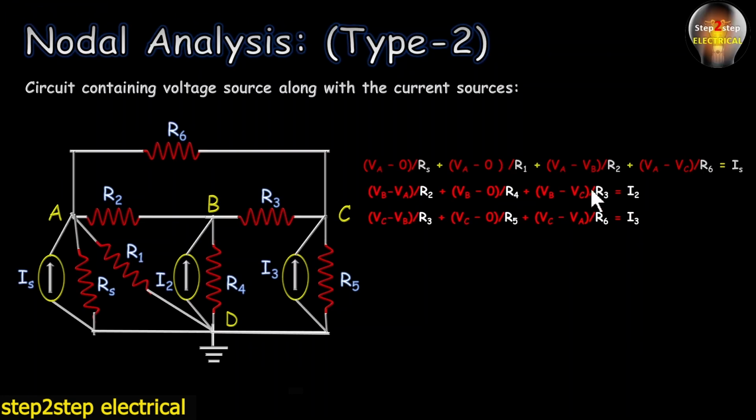And now we have three equations, equation first, equation second and equation third, and on solving these three equations we can easily get the values of VA, VB and VC. So this is the general analysis for the circuit containing a voltage source along with current sources by nodal analysis.